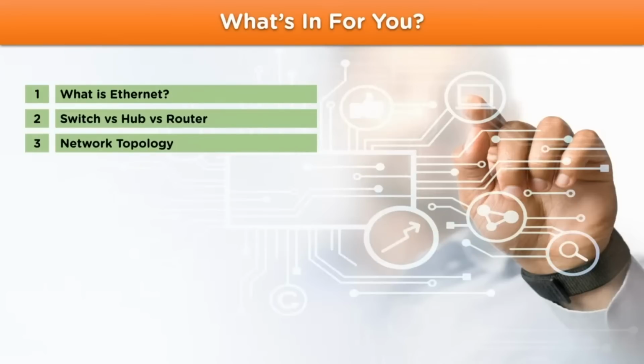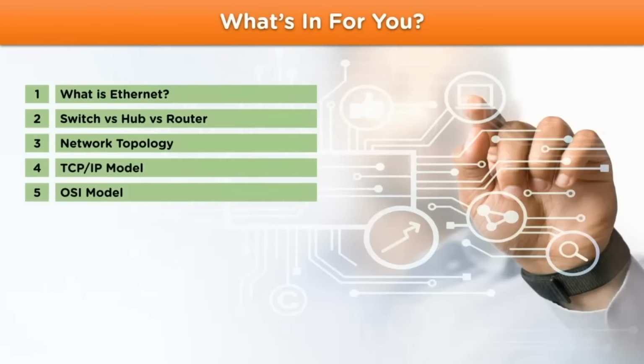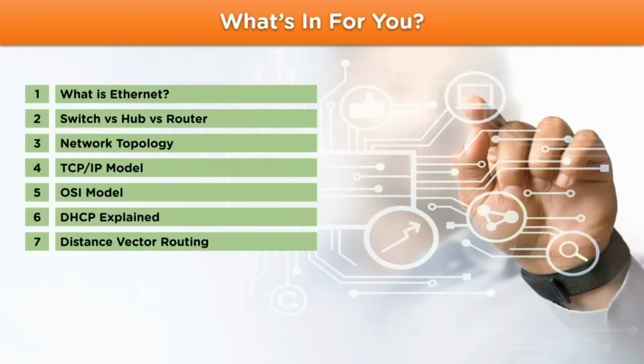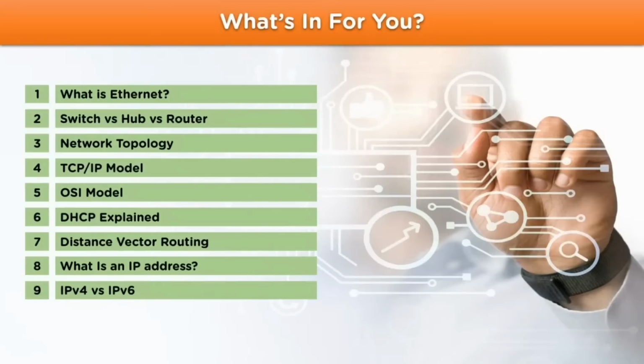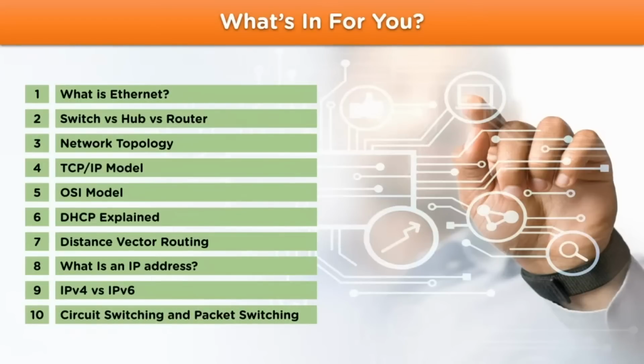Moving on, we will look into network topology. Next, we will look into information regarding TCP and IP model. Continuing with OSI model, the DHCP explained, distance vector routing protocol which helps in transfer of information and data over the network channel. Then we will look into what is an IP address, which is used to transmit data over the network channel. Moving on, we will look into the difference between IPv4 addresses and IPv6 addresses. And at the end, we will look into circuit switching and packet switching.